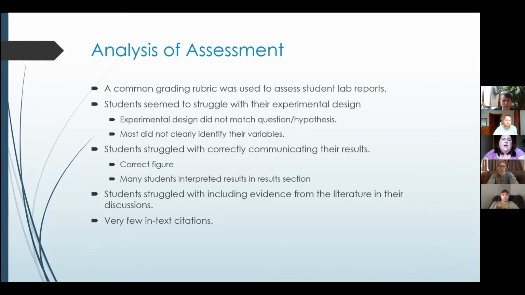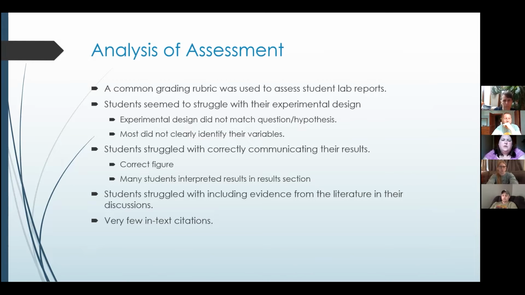And then for some reason, even though we spent some time identifying variables and it was clearly labeled as a part of the rubric, the students needed to clearly identify their controls, their independent and dependent variables. Students just didn't do that in a clear way in their methods section.